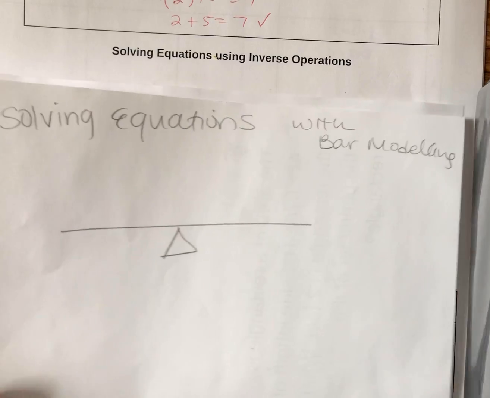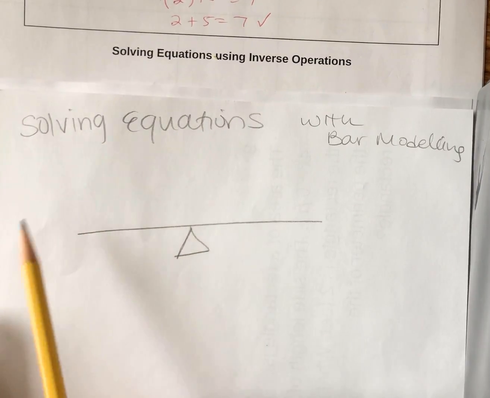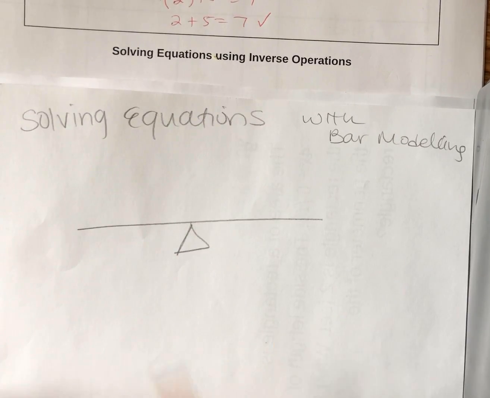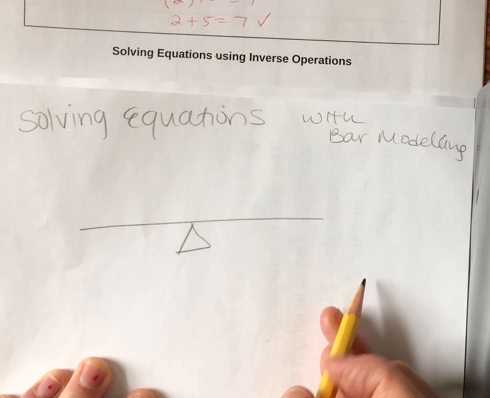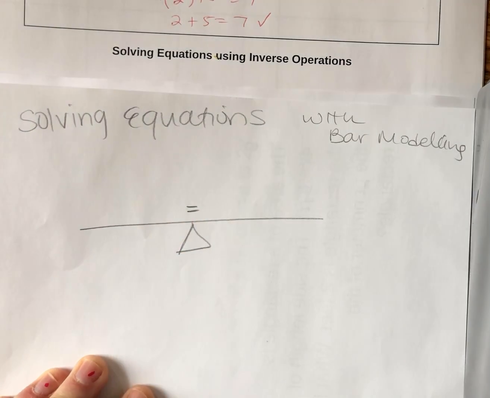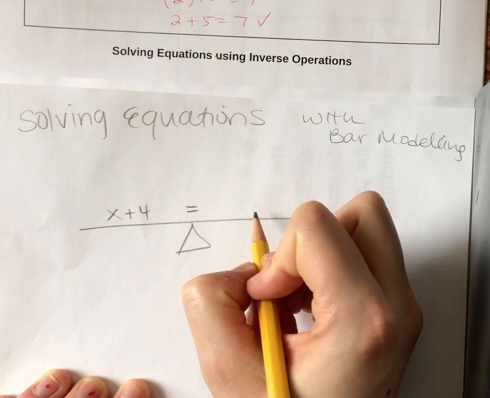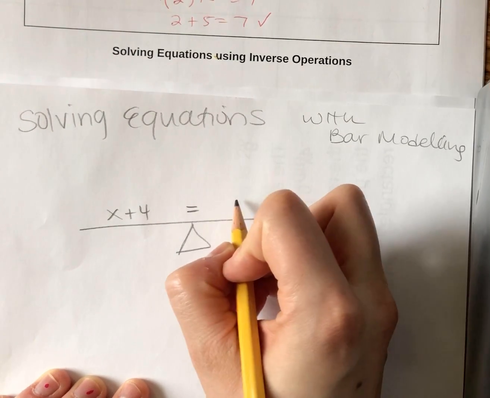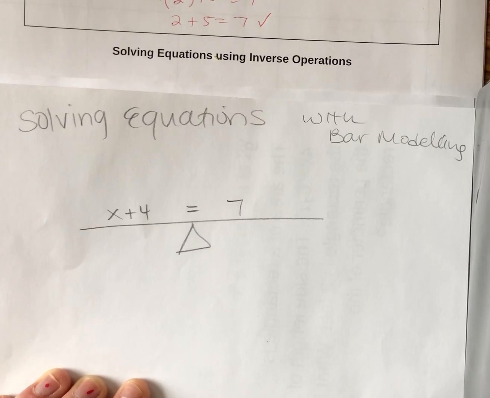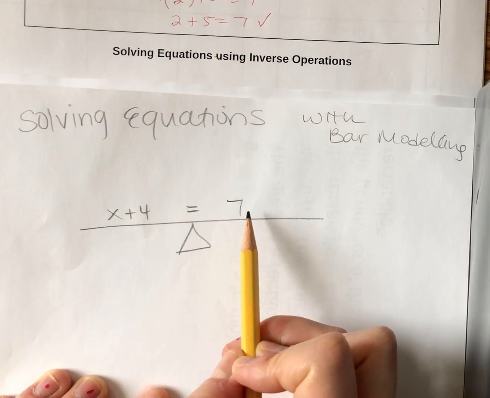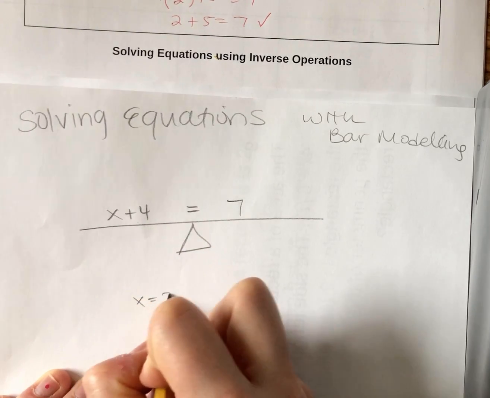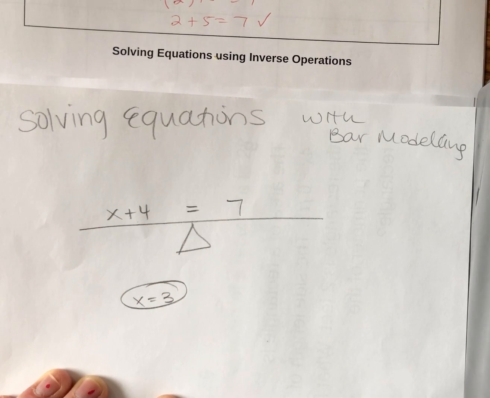So yesterday we looked at how you can solve equations with a bar model and how you think about your equation as a balance. The equal sign is where your equation balances, and the stuff on this side has to have the same value as the stuff on this side. So if I looked at this equation, I would think, okay, x plus 4 needs to balance with 7. That means x has to equal 3. And that's the solution to my equation.